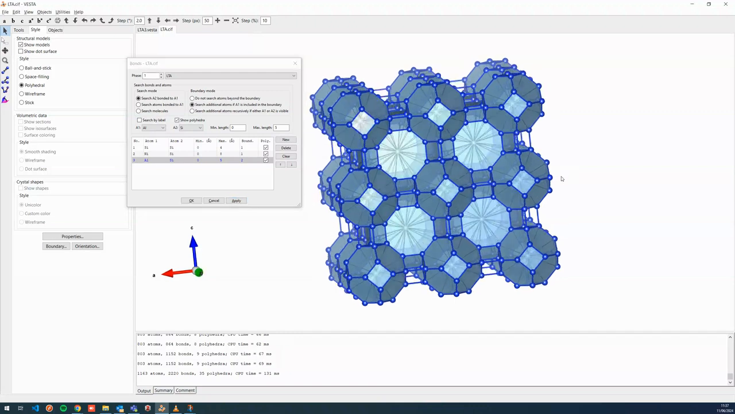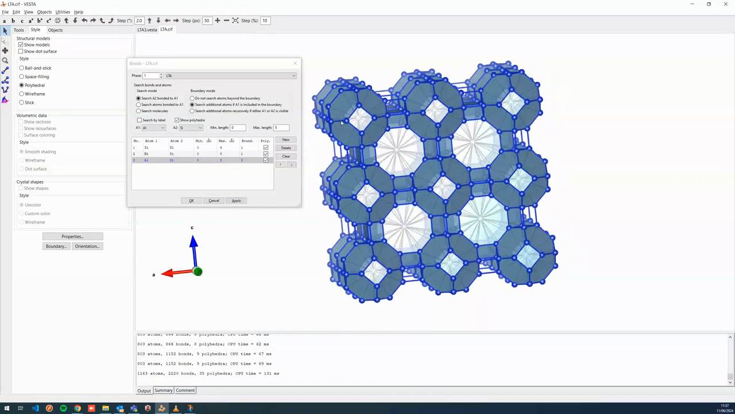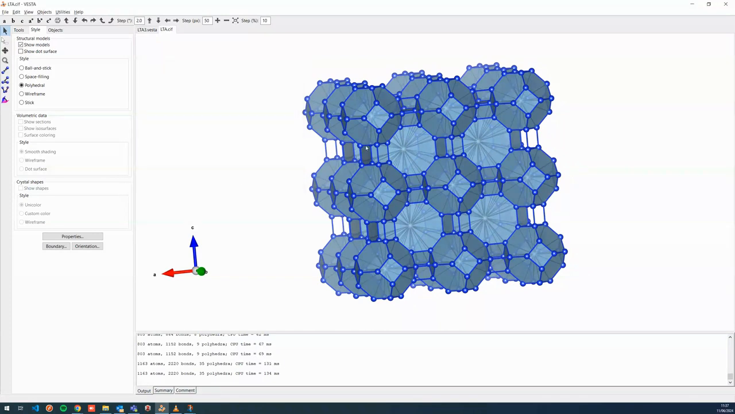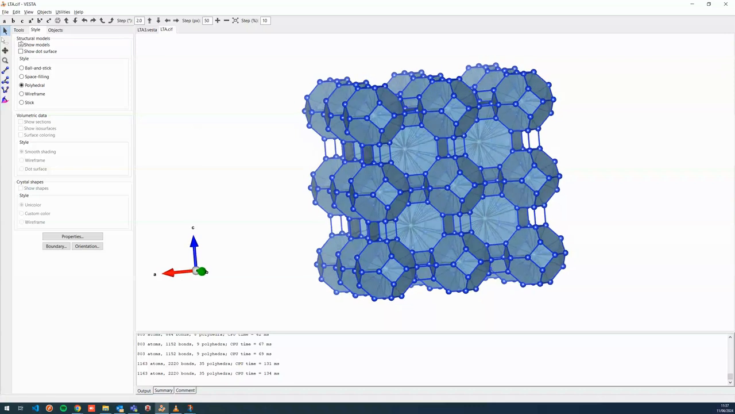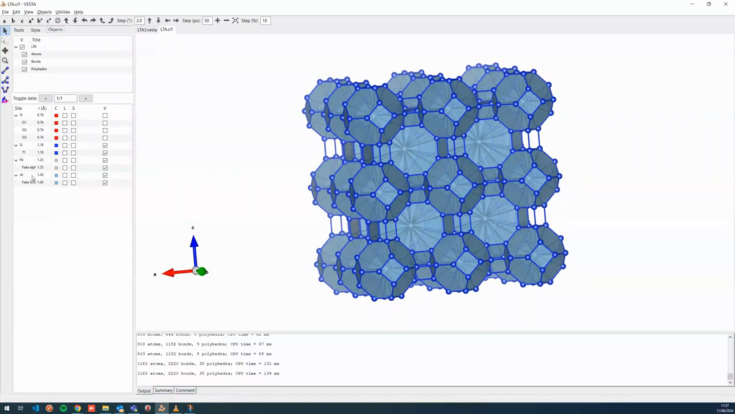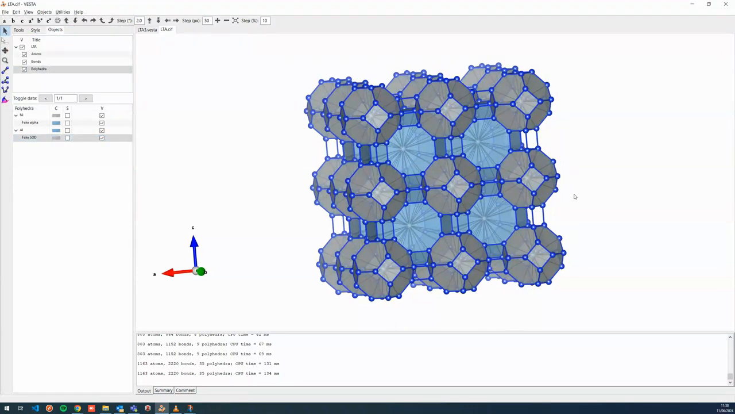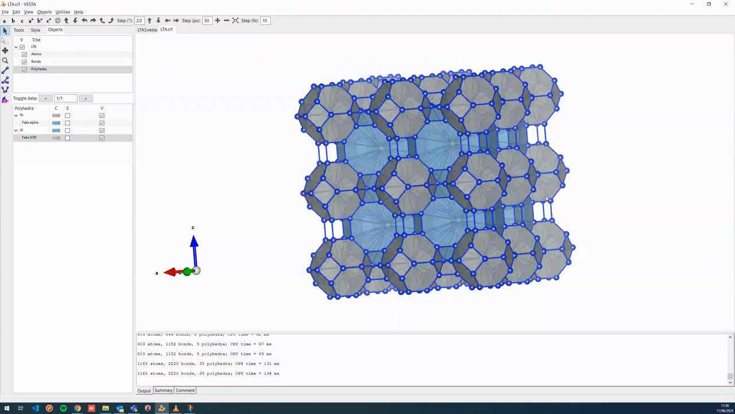Because if you apply it, you get these nice cages as well. And this is what we want. So I press OK. And now it already looks a bit better. They are the same color, so it's a bit difficult to see. But what we can do is change the fake Zeolite color to, for example, gray. And there you go, you get the same.